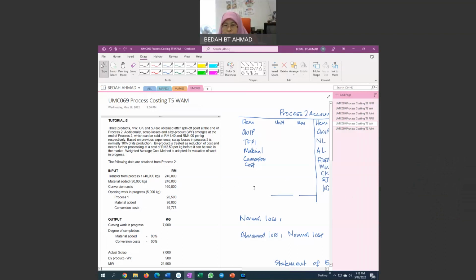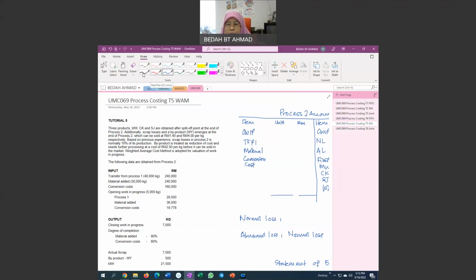This is an example of how we accumulate cost in process costing using the weighted average method. So we go through the question first. Three products, MW, CK, and SJ, are obtained after the split-off point at the end of process 2. Additionally, scrap losses and byproduct WY emerge at the end of process 2, which can be sold at 1.40 and 4 ringgit. Based on previous experience, scrap losses in process 2 are normally 10% of its production. We do it right away.